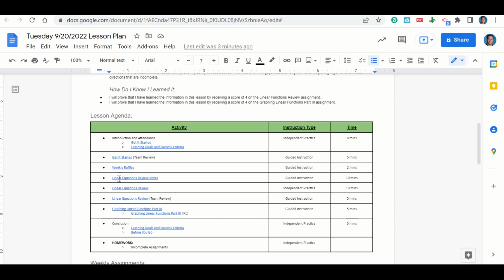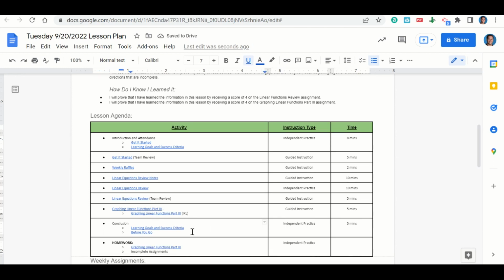After that, we'll go over the notes on linear equations review and then fill out our linear equations review assignment. Once you're done with your assignment, we'll go over it together and answer any questions that you may have. With about 10 minutes left of class, we'll go over the graphing linear functions part 3 assignment that is on IXL. And then at the end of class, we'll go back over the learning goals and success criteria while you fill out your before you go.